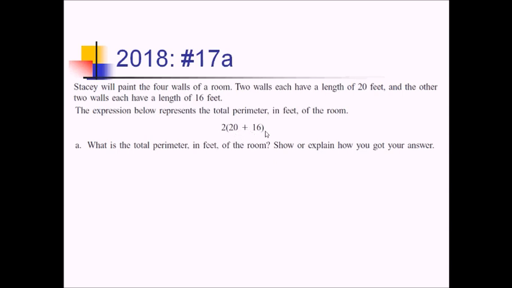This is just PEMDAS. So we'll do the parentheses first. 20 plus 16 is 36. So 2 times 36 then gives us a perimeter of 72 feet.